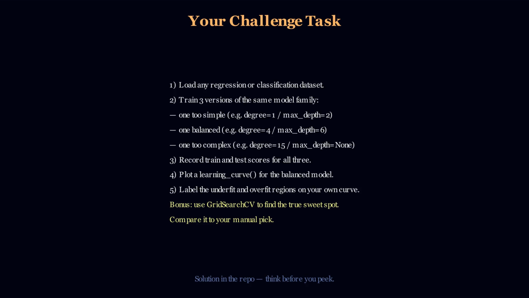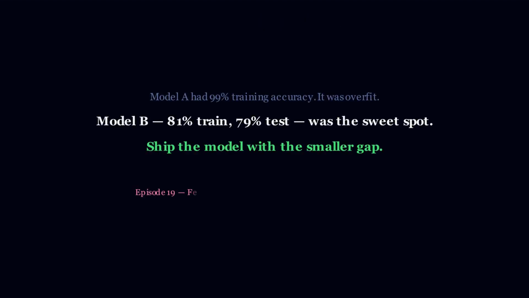Solution is in the repo. Think before you look. Model A had 99% training accuracy. It was overfit. Model B, 81 train, 79 test, was the sweet spot. Ship the model with the smaller gap.